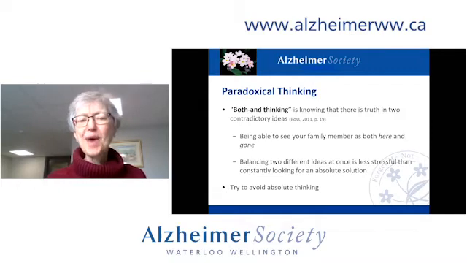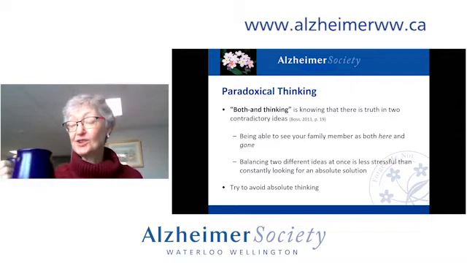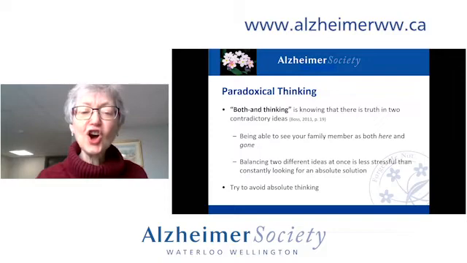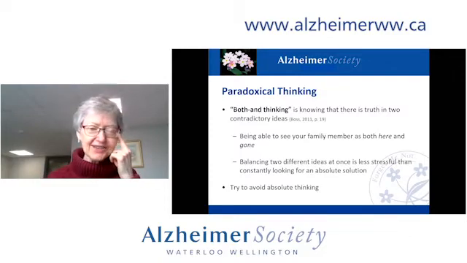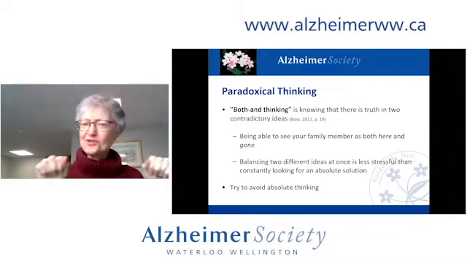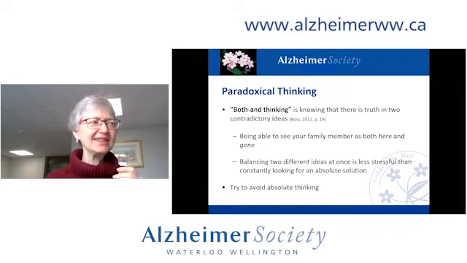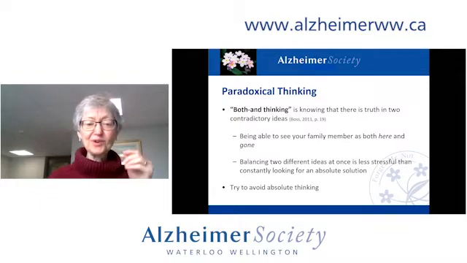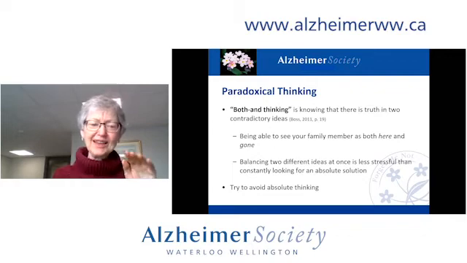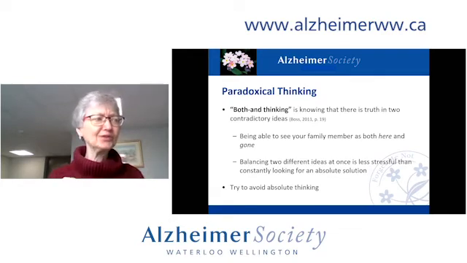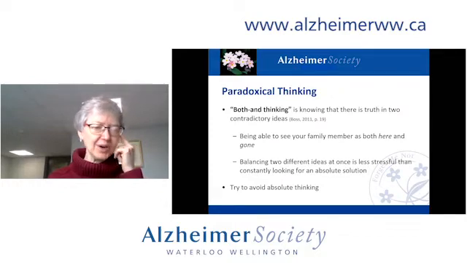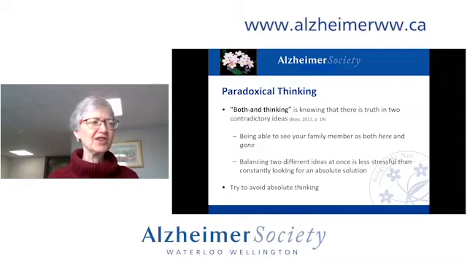So let's have a look at paradoxical thinking. This can be a little bit tricky to wrap your head around. It's called both-and thinking. It's knowing that there's truth in two contradictory ideas. So it's being able to see that your family member is both here and gone at the same time. Balancing two different ideas at once is actually less stressful than constantly looking for an absolute. So you want to try to avoid absolute thinking. It helps to have a name for the losses and the grief that you're experiencing, and it helps you understand and cope more effectively. So I'm going to give you some examples of both-and, this paradoxical thinking. Now you have a name for it: paradoxical thinking.